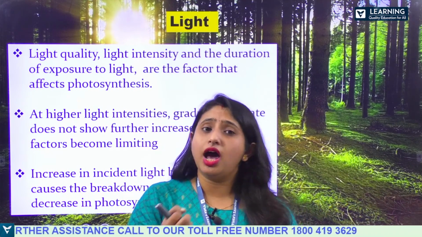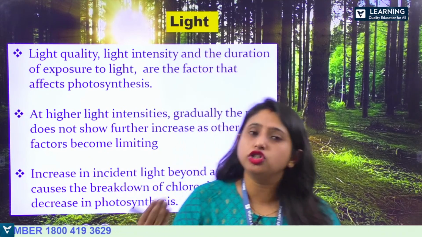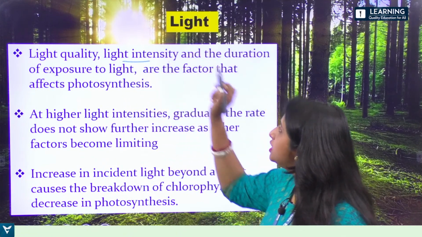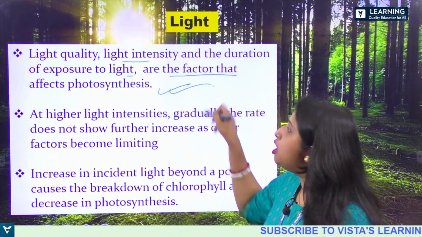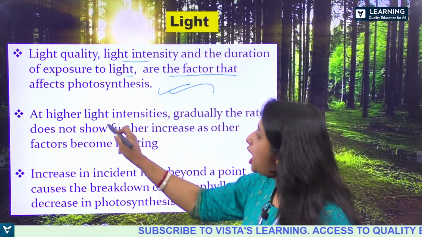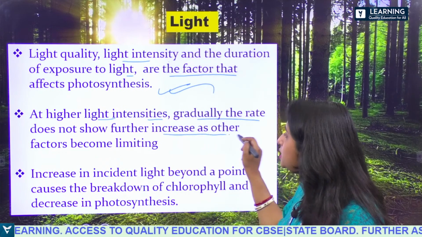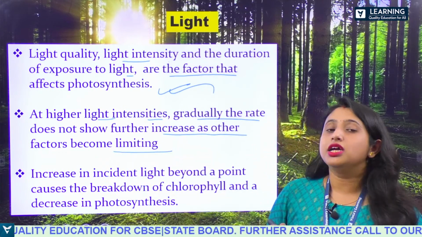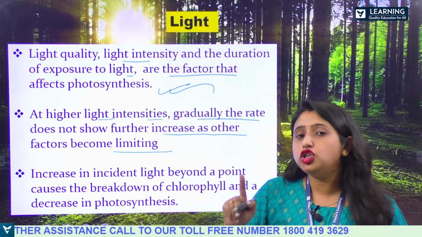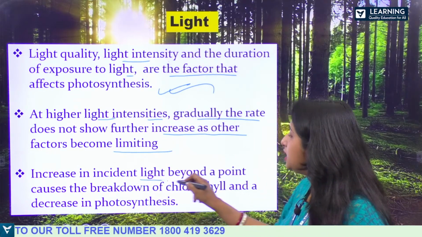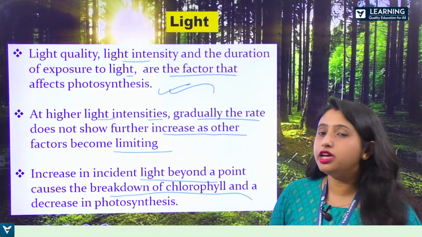So the plant should have an optimum level of light. It should not be more, it should not be less. Light quality, that is the light intensity, and the duration of exposure to light are the factors that affect photosynthesis. At higher light intensities, gradually the rate does not show further increase as other factors become limiting. If the light is very high, the plant will not grow properly. It should be optimum. The increase in incident light beyond a point causes the breakdown of chlorophyll and a decrease in photosynthesis.